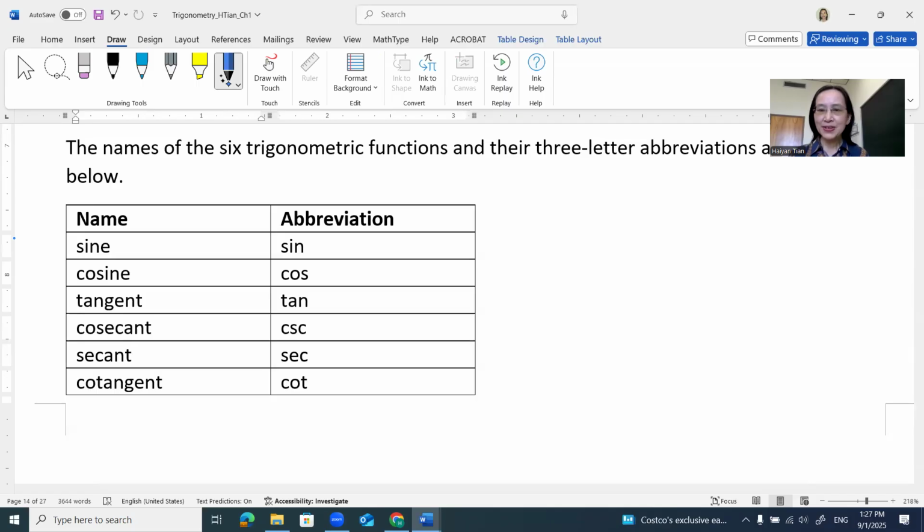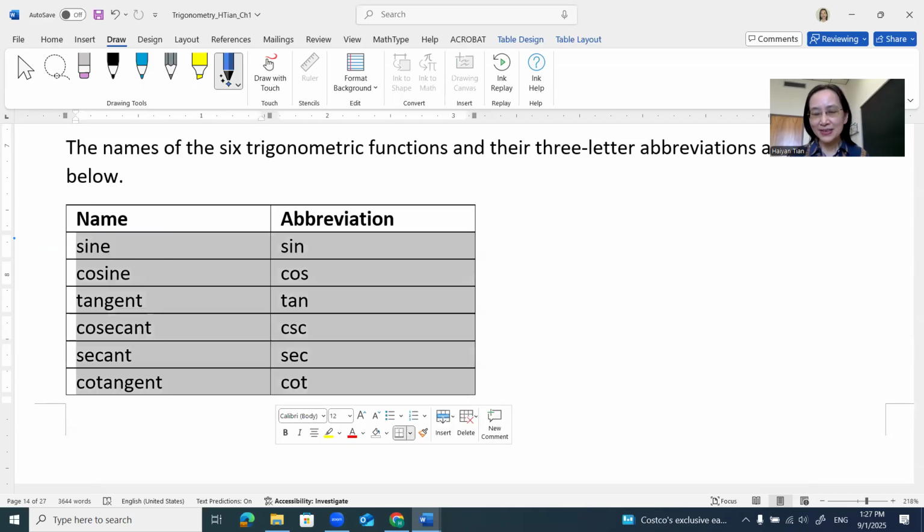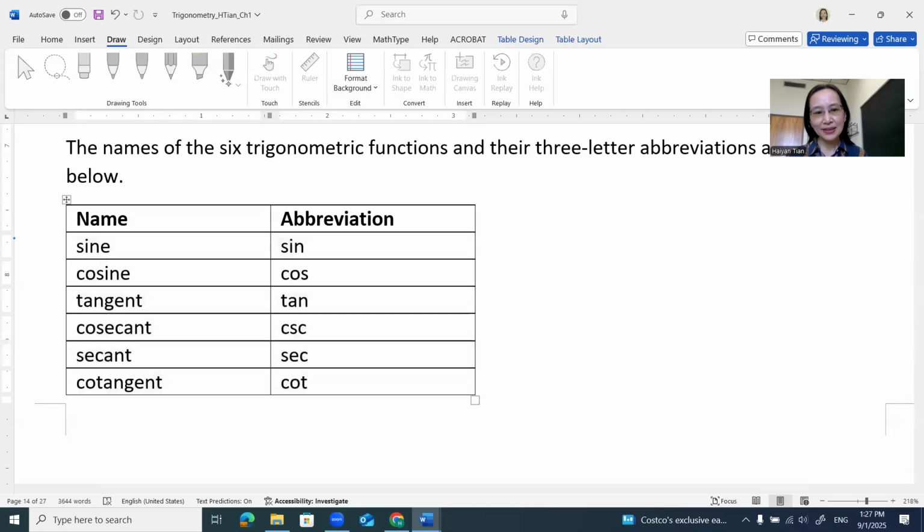Here, you just see 6 names. They do not have the same length. For our convenience, we simplify each name to a 3-letter abbreviation. You see, sine function is abbreviated as SIN. Cosine, COS. Tangent, TAN. Cosecant, CSC. Secant, SEC.